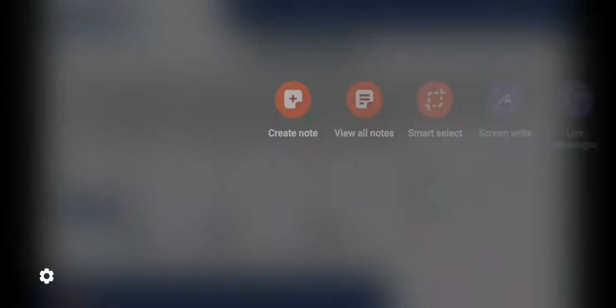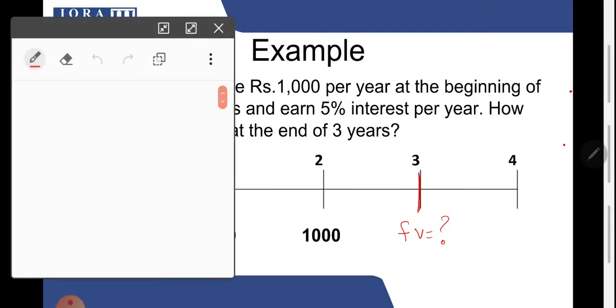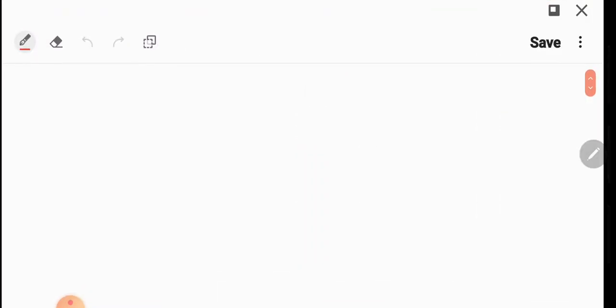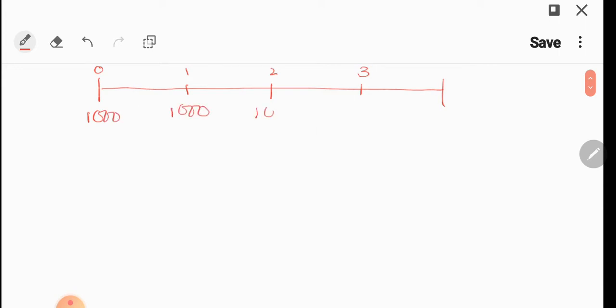So I'm trying to do this. We have 1000 for 3 years at the beginning of each year, and we need to find out its future value over here. The interest rate in the question is 5%. First I'm going to use the single cash flow formula. I'm going to use this one.